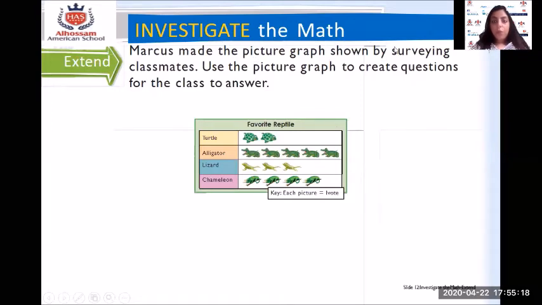Marcus made the picture graph shown by surveying classmates. Use the picture graph to create questions for the class to answer. Here I have the survey, and this picture graph tells you information. So you need to make the questions and your classmates answer them. It's really nice. You can do it by yourself, guys. For example, the first question is how many people were surveyed. You can count the total number of pictures, especially since each picture equals 1 vote. So 1, 2, 3, 4, 5, 6, 7, 8, 9, 10, 11, 12, 13, 14. So how many people were surveyed? 14. And you can ask for the most votes and the least votes. Like that, you can create the questions by yourself and answer them.